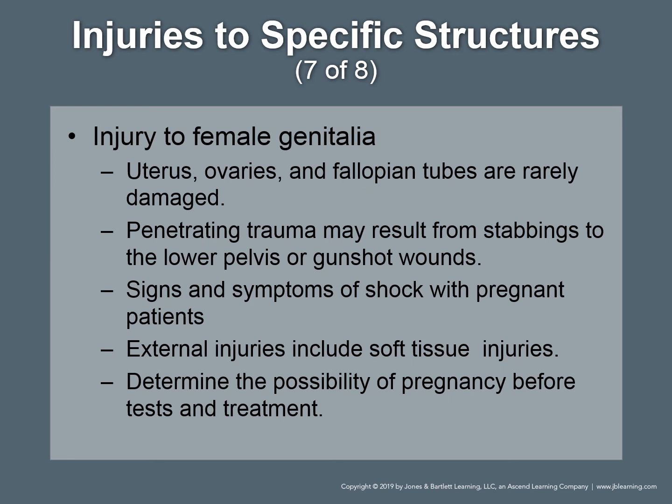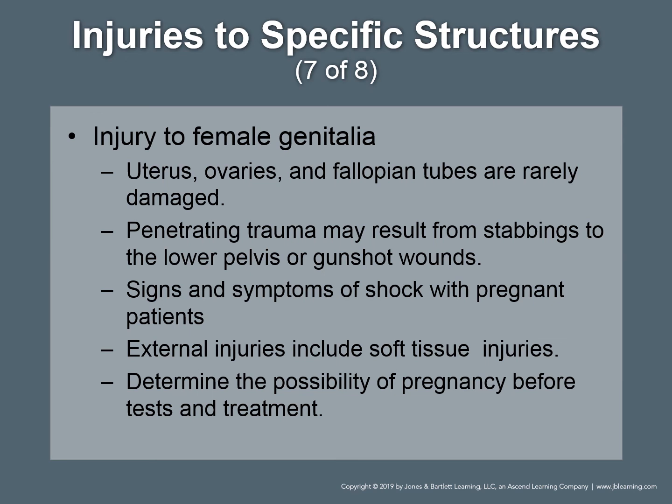Now the female genitalia, they have the uterus, the ovaries, fallopian tubes. They're rarely damaged just because they're positioned in the abdomen with that pelvis protecting them. But they can be damaged, so you want to keep that in mind. And you want to look for your stabbings, your gunshot wounds, your blunt traumas.